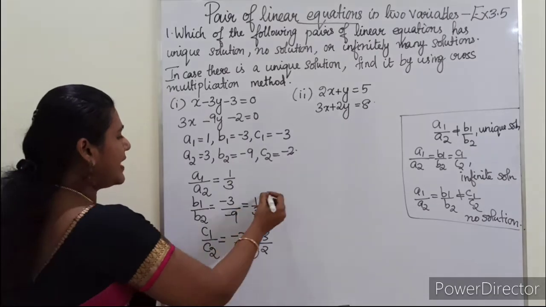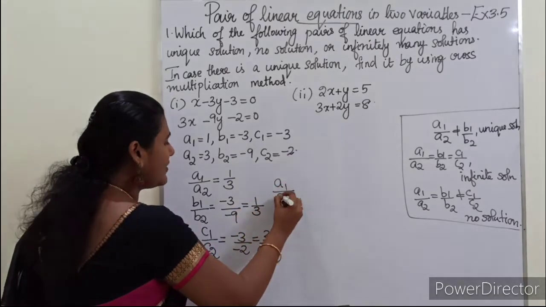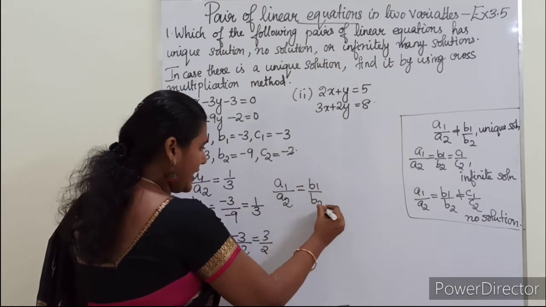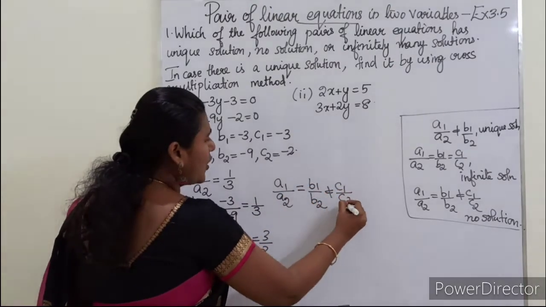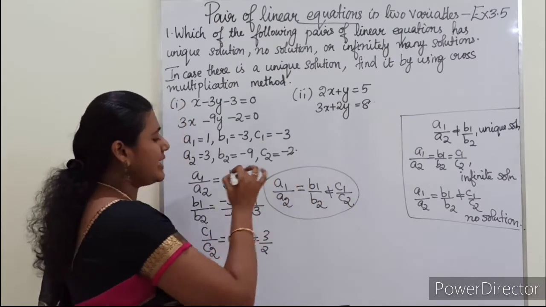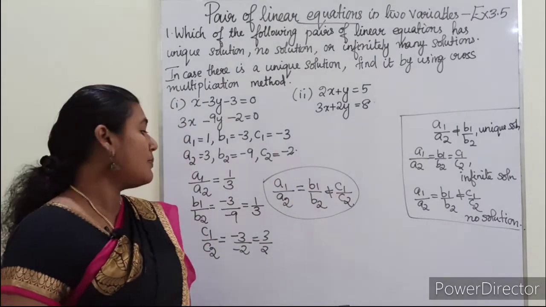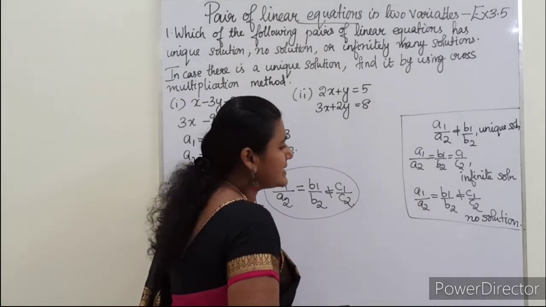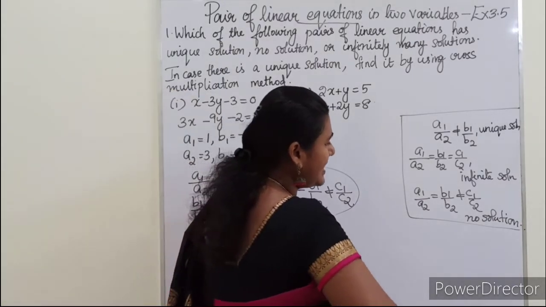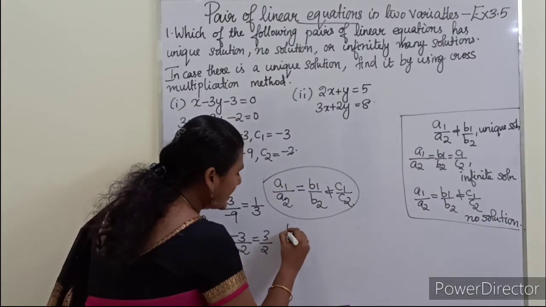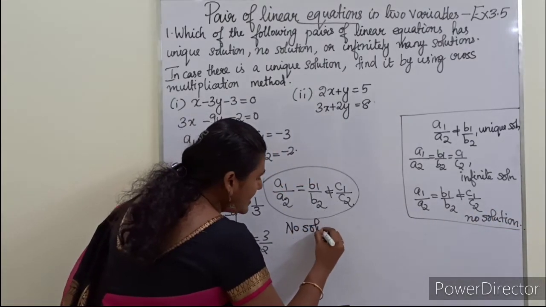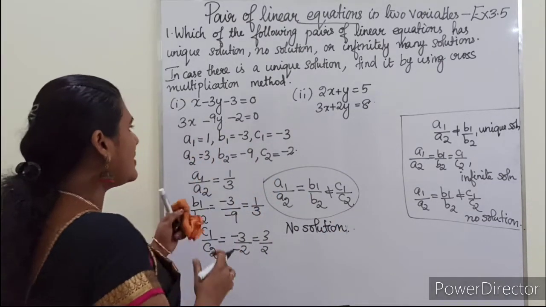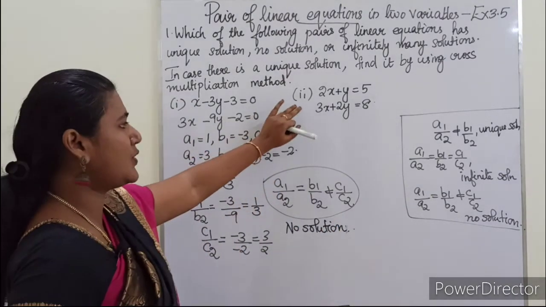So here what condition did we get? a1 by a2 and b1 by b2 are equal, but c1 by c2 is not equal. So we got the condition a1 by a2 is equal to b1 by b2 not equal to c1 by c2. In that case, we can say that the pair of linear equations has no solution. So this is the case where the pair of linear equations has no solutions. Okay, so this question is over. Now we will move on to the next question.